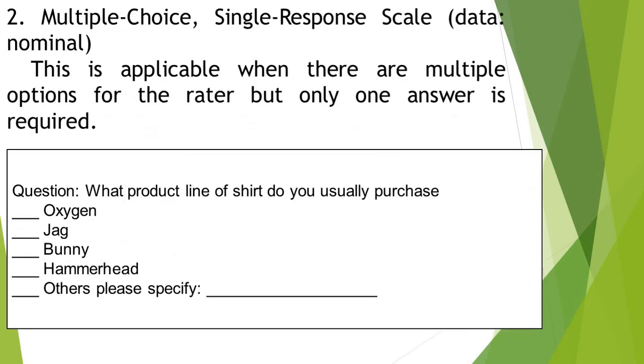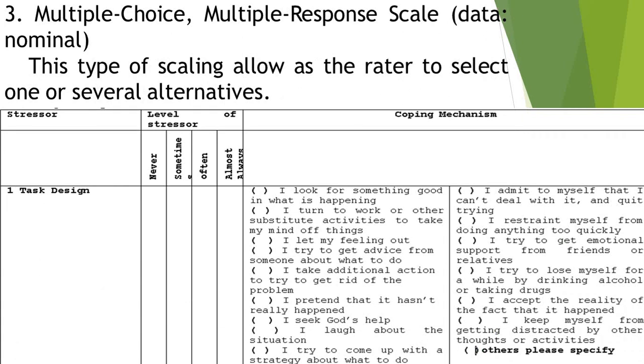Multiple choice, single response scale. The data is also nominal. This is applicable when there are multiple options for the rater but only one answer is required. Example: what product line of shirt do you usually purchase? Oxygen, Jag, Bunny, Hammerhead, other, please specify. So the respondents will only select one answer.